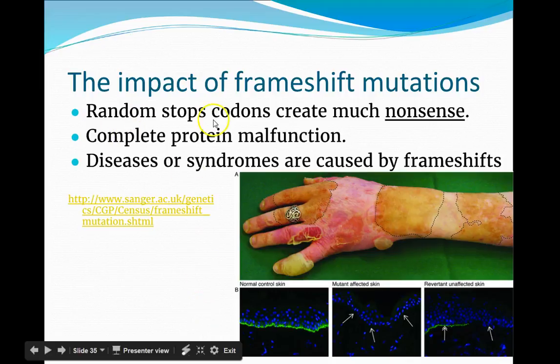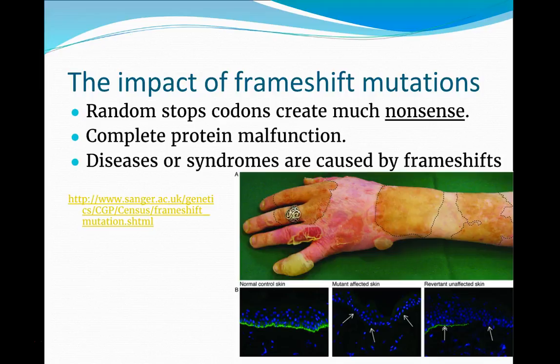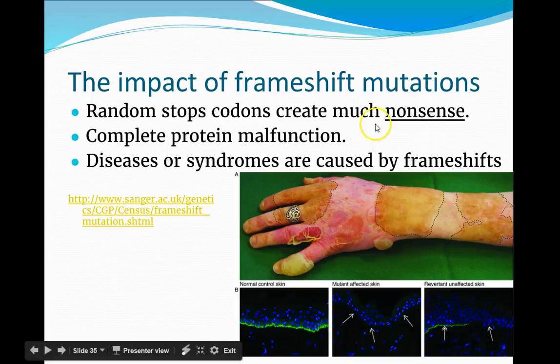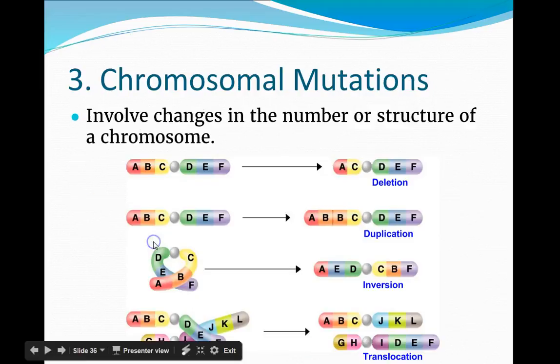Sometimes what will happen is they'll end up creating random stop codons, so it's not even going to make the full protein. And sometimes you might have the protein have a complete malfunction. So as opposed to a missense mutation where the protein still works, a lot of times in a frameshift mutation, the mutation is causing major malfunction and the protein might not work at all. So many different types of diseases or syndromes are the result of these frameshifts.